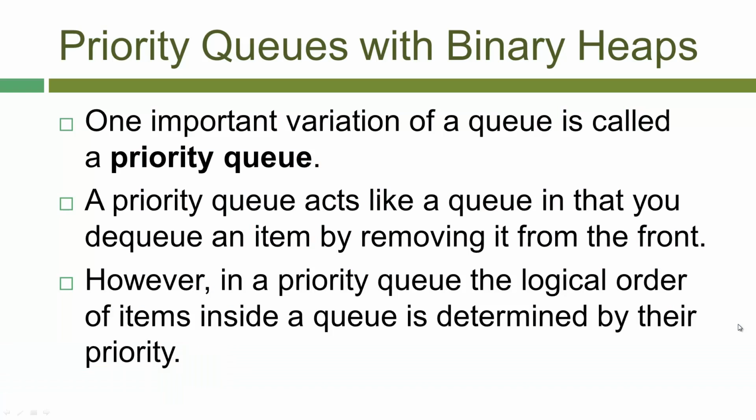So we're going to switch gears a bit and talk about priority queues with binary heaps, and later on we'll see how that relates to trees.